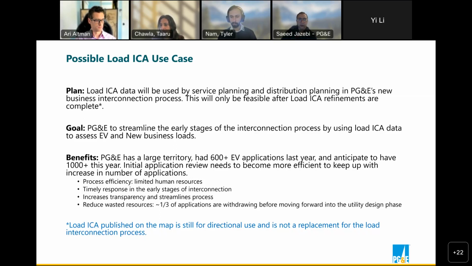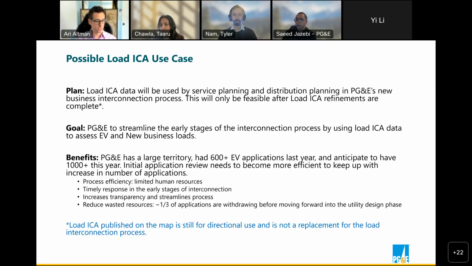their load interconnection application. So we think that the new refinements will better align those studies, but ICA in isolation will not represent the interconnection process. This is going to be a part of the interconnection process, one piece of information our engineers would use to streamline our interconnection process.